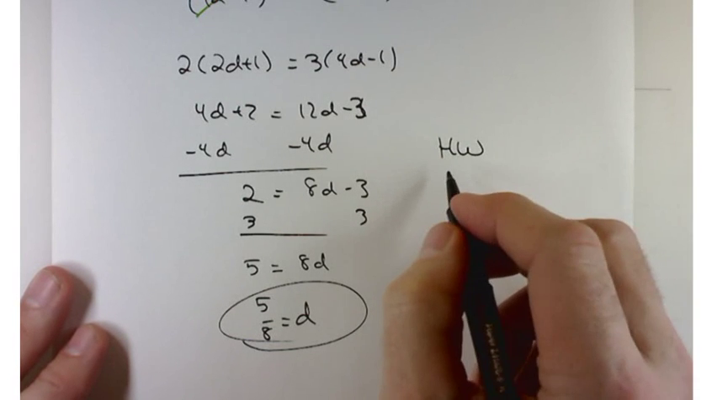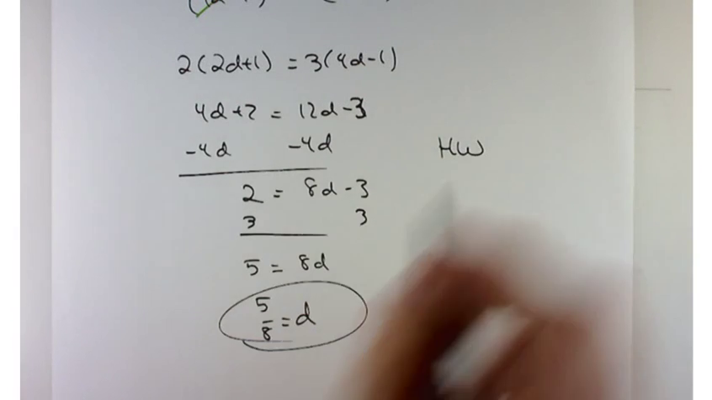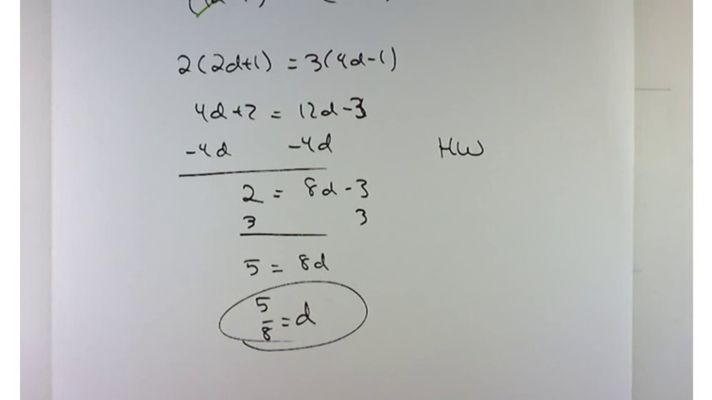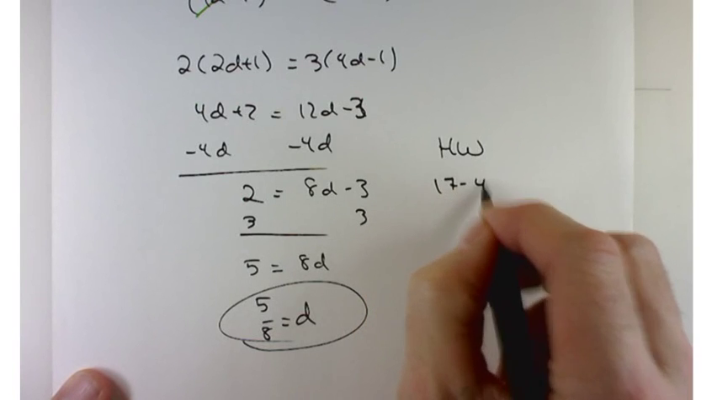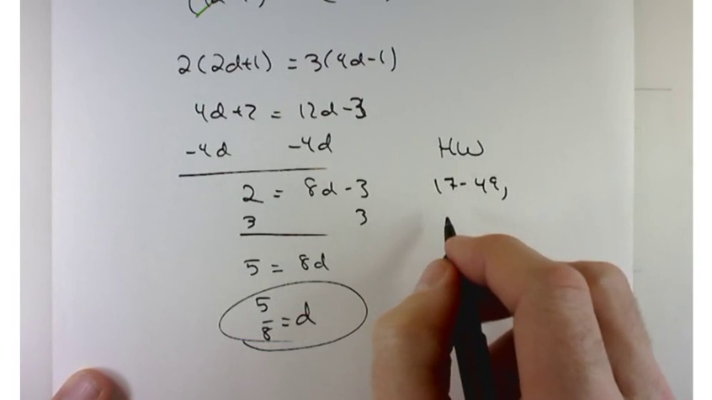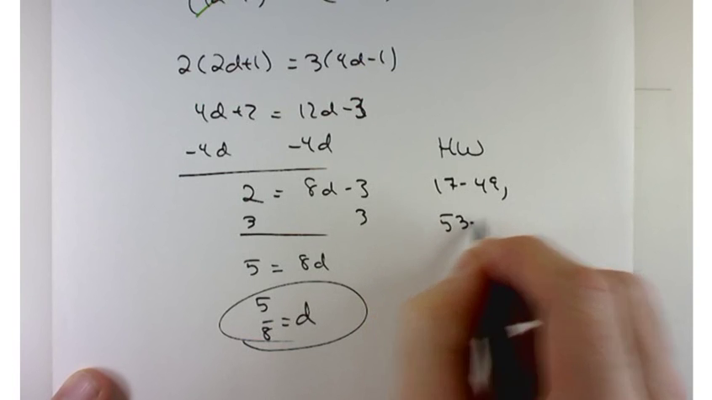For homework, let's see. Try 17 through 49 and 53 through 63.